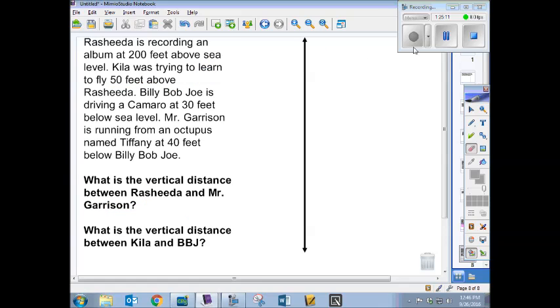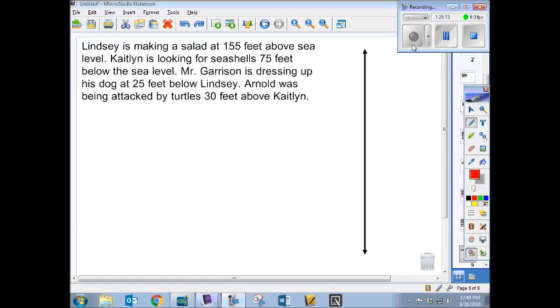So here's our question. Lindsay is making a salad at 155 feet above sea level. Caitlin is looking for seashells 75 feet below the sea level. Mr. Garrison is dressing up his dog at 25 feet below Lindsay. And Arnold was being attacked by some turtles 30 feet above where Caitlin is. Now, what's the first thing that should go on that number line? Let's start there. What should I put on there first and foremost, Tiffany? 0. Got to put 0 on there. That's just representing the sea level, right, guys? Because that's what everything's based on, where the water begins and ends, okay?